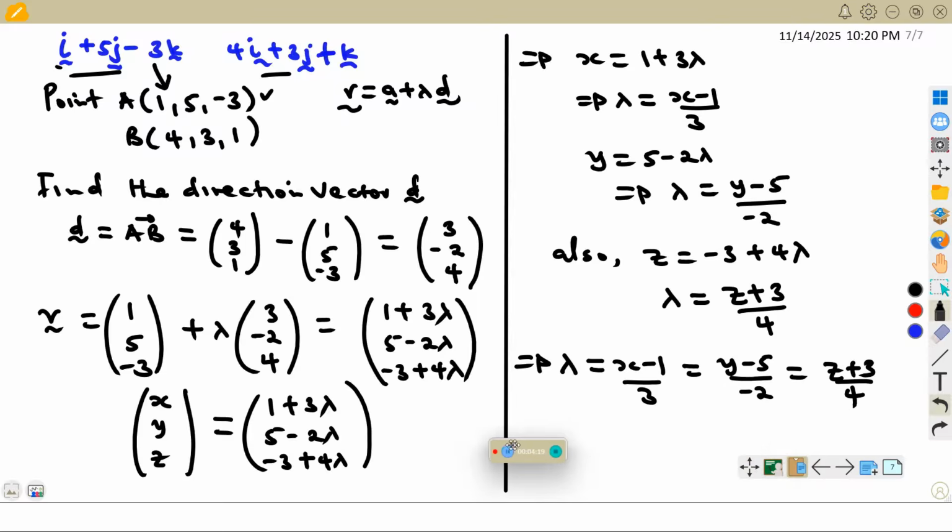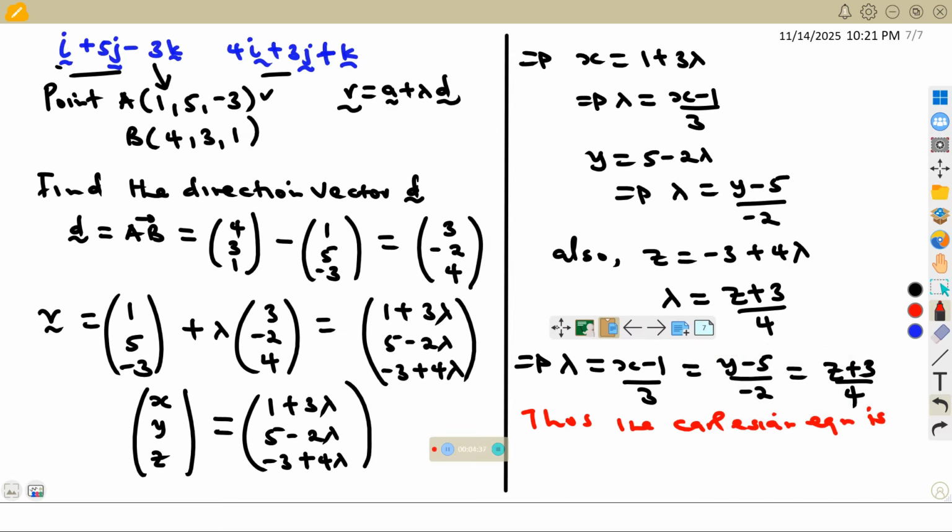So from that, we can now have the Cartesian equation of the line. Thus the Cartesian equation will be (x - 1)/3 = (y - 5)/-2 = (z + 3)/4. And this will be the required answer.